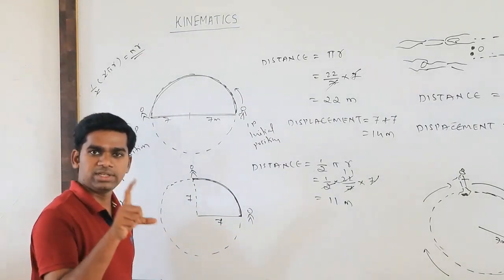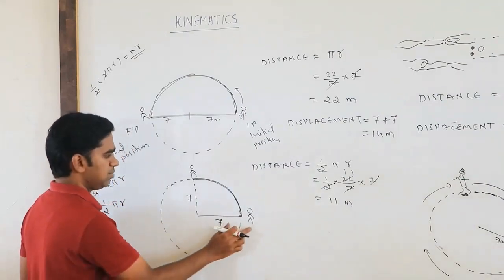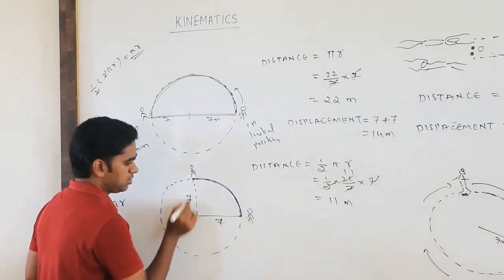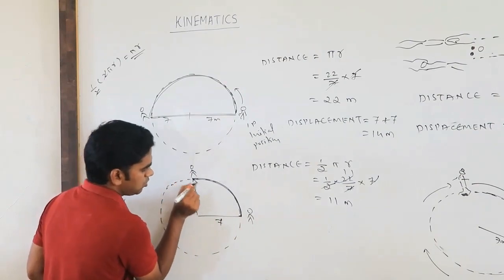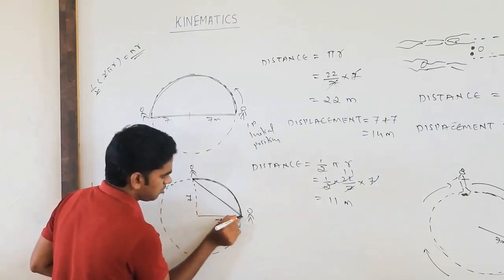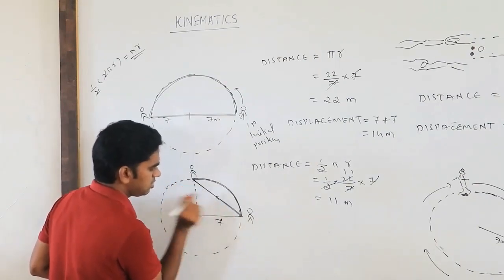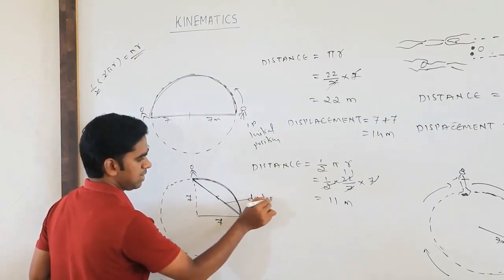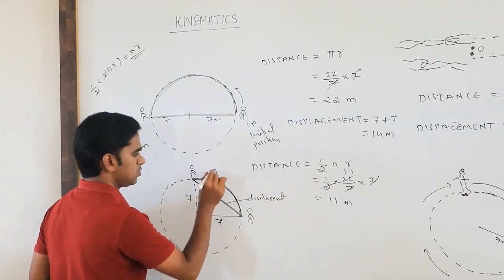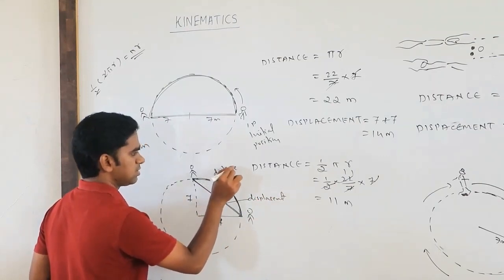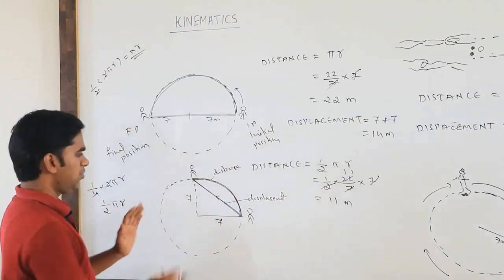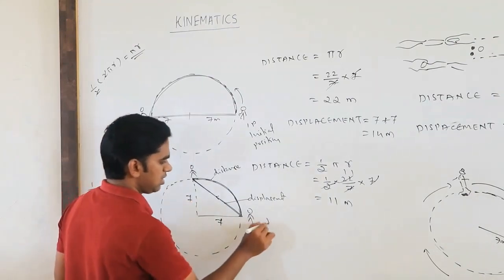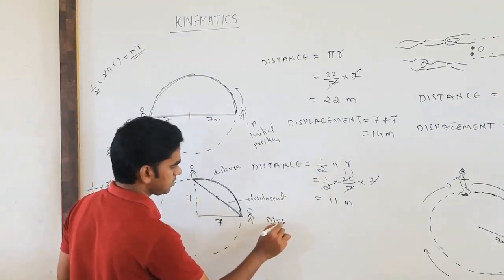Now very important thing: what is the displacement? Displacement is the shortest distance between initial position and final position. This is not going to be the shortest. The shortest is going to be this. In a straight direction, as we mentioned, it should be straight. This is the displacement. This is the distance. Okay. So how can we measure this one?